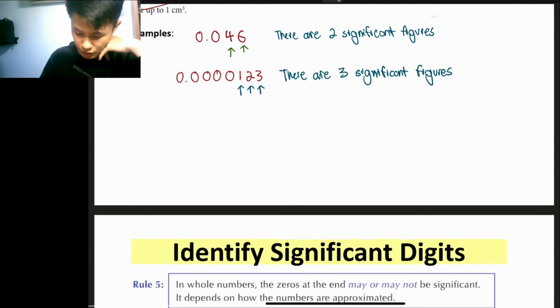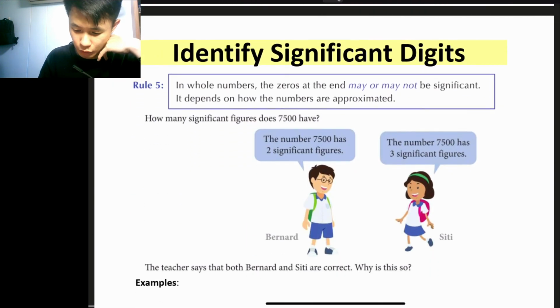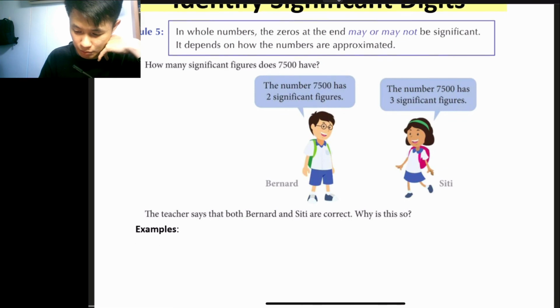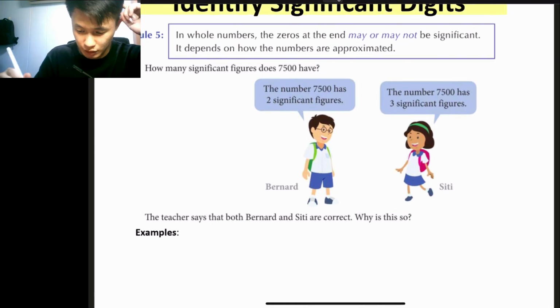Okay, quite simple. Rule number 4. Rule number 5: in whole numbers, the zeros at the end may or may not be significant, and it depends on how the numbers are approximated. For example, we have this number 7,500. You can say there are 2 significant figures, you can say there are 3 significant figures, and this depends. It really depends on the case.